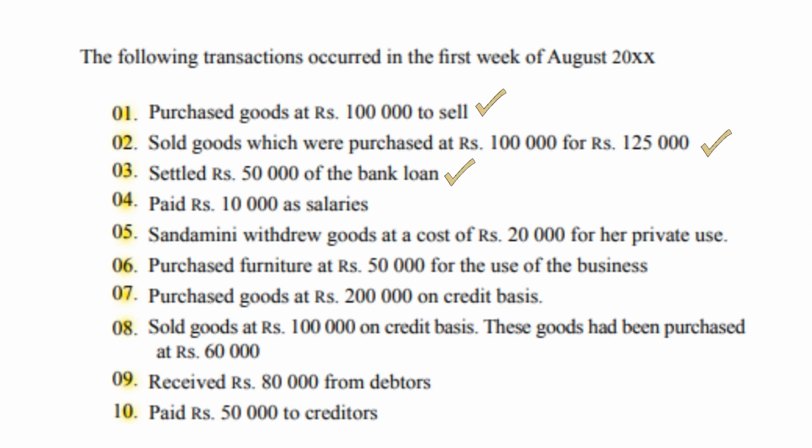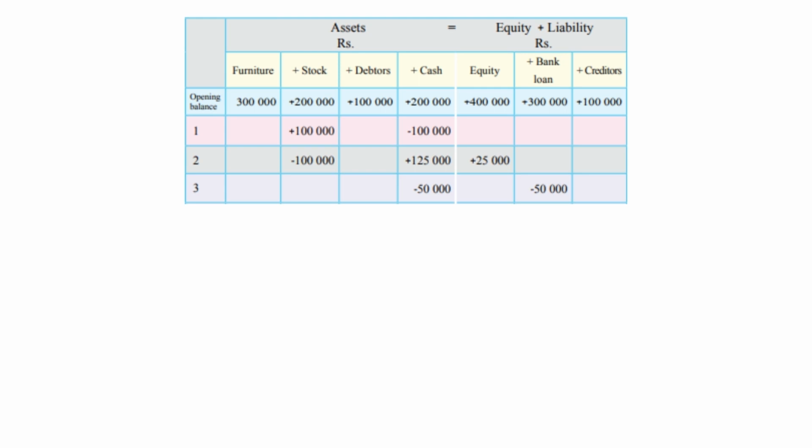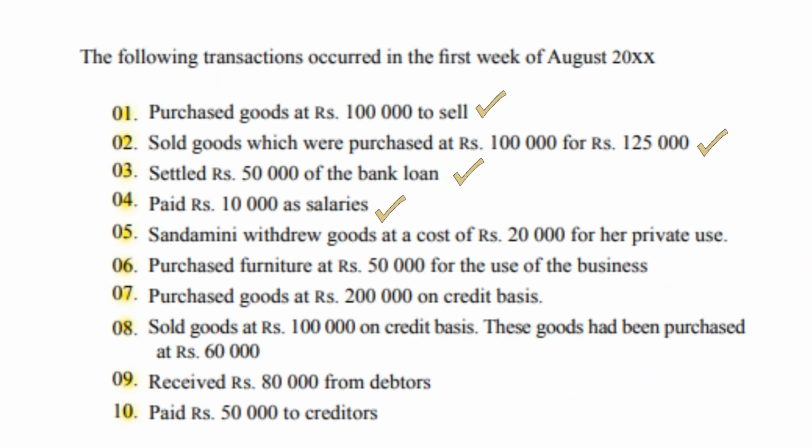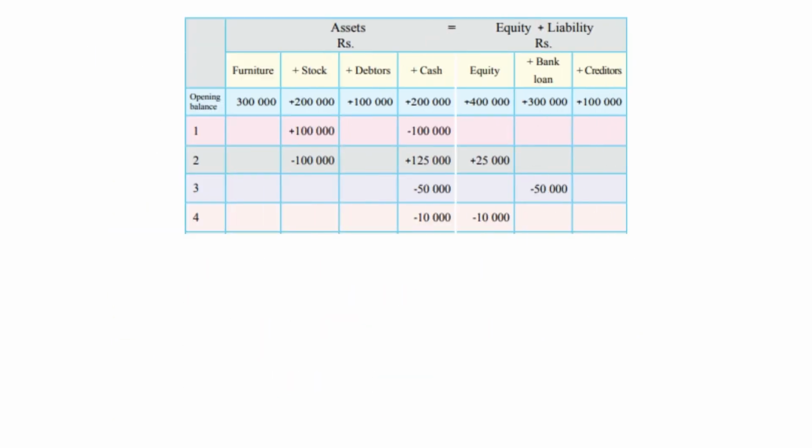Next transaction is settled rupees 50,000 of the bank loan. So we know here 50,000 should be minus from cash. And also bank loan should also be minus 50,000. Next, paid rupees 10,000 as salaries. Here salaries is an expense. You all know expenses should be deducted from equity. So 10,000 minus from equity and cash.